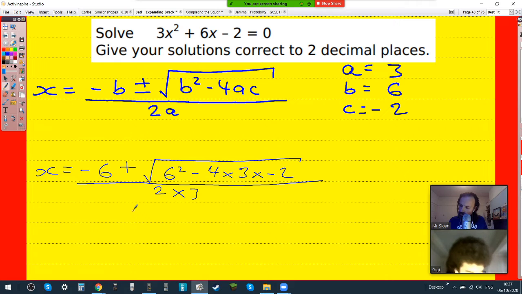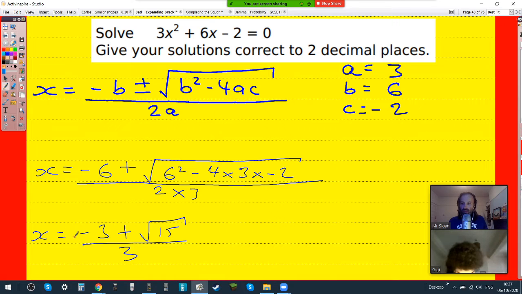Now I got minus 3 plus root 15 over 3. Why are we getting just one answer? When I divide it all by 3, that's all divided by 3. That's fine. That's one answer. With the other ones, yeah, you want the second one.